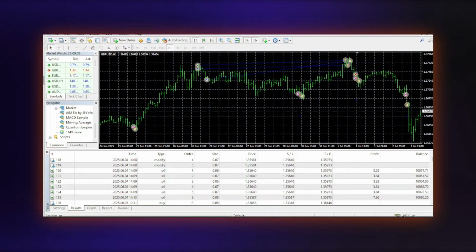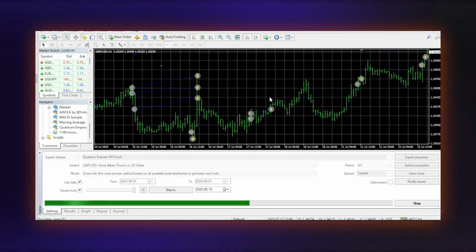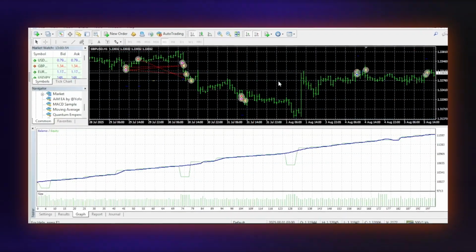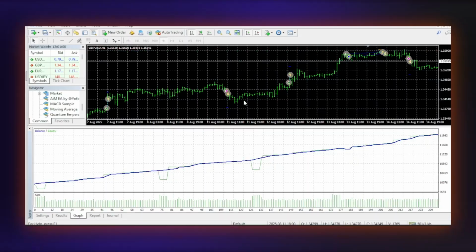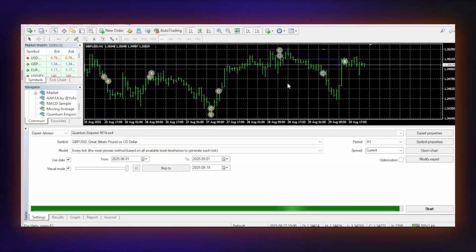Let's take a look at the live trading performance of Quantum Emperor EA. Here's a live chart showing how the EA is executing trades on the GBP USD pair. As we can see, the EA takes positions and manages trades effectively, optimizing your risk-reward ratio.